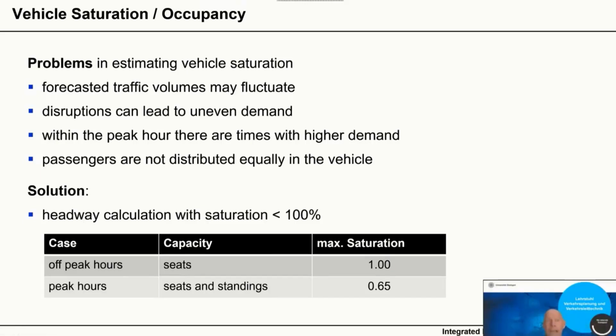During peak hours, we can ask the people to stand. This is not nice for the people, but it's good for the city. So we work with the concept of standing passengers during peak hour. But here we need to be careful. If we want everybody to be able to board, we need to work with the concept of maximum saturation. And one guideline in Germany basically says, keep 1/3 of the capacity for this situation, but only in the case of standing.